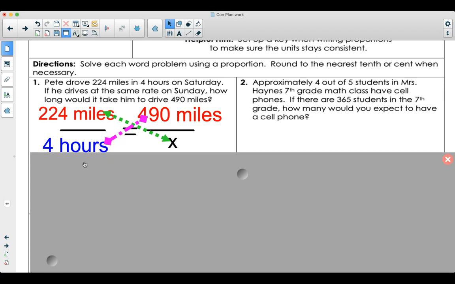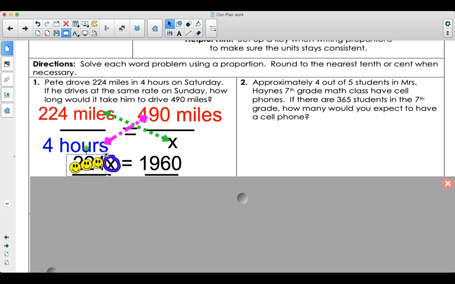And the question asked me, you've got to understand what the question is asking you to find. How long would it take him to drive 490 miles? How long, which will be time. You'll cross multiply like I did here in the green: 224 times x, 224x, and then 490 times 4, which is 1,960. That's where I got this from. Now from here, how do you solve for x?